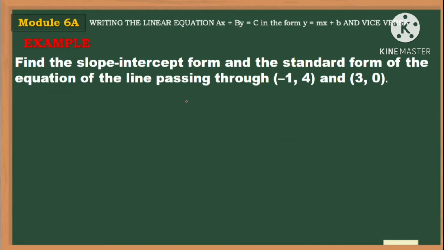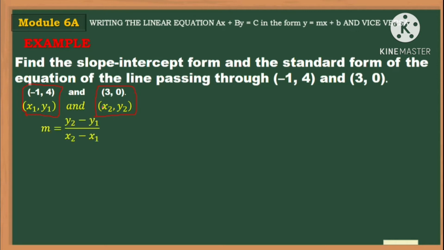So find the slope-intercept form and the standard form of the equation of the line passing through points (-1, 4) and (3, 0). So notice we have there 2 points. So let's identify the x sub 1 and the y sub 1. So this point is for x sub 1 and y sub 1. And the next point is the x sub 2 and the y sub 2.